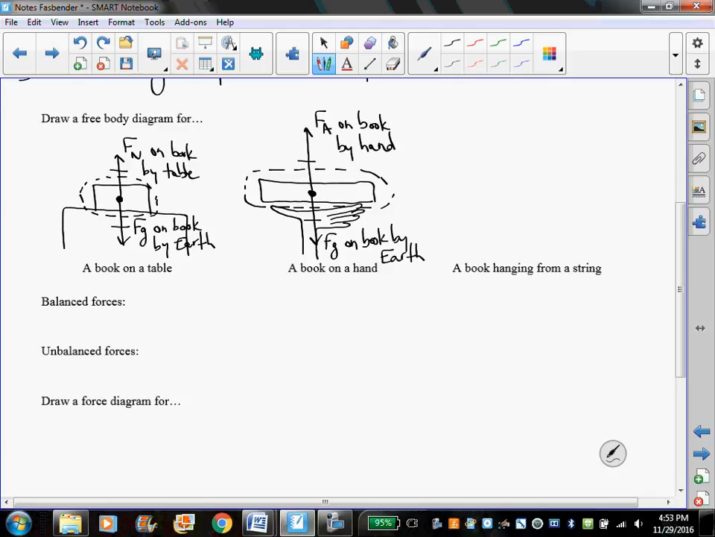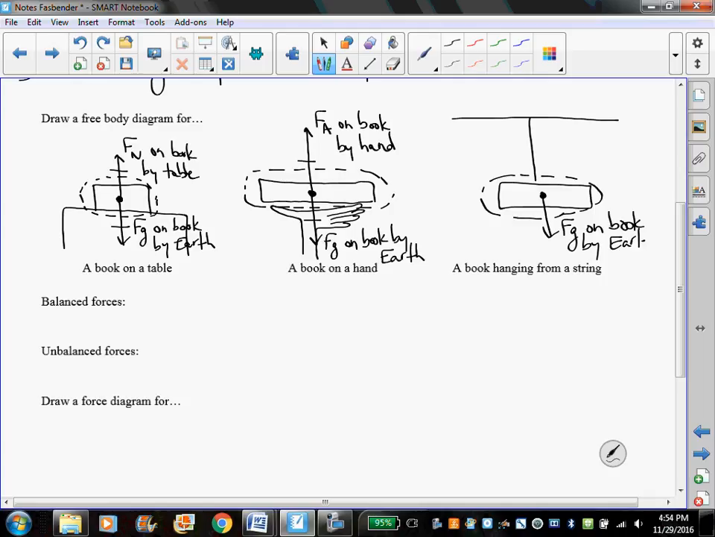Lastly, let's do a book hanging from a string. So here's a string hanging down, and it is holding on to this book. So we will draw our system as the book. There is the center of gravity of the book. And yet again, because this book has mass, we know that there's Fg on the book by the earth. And there's a rope pulling up on this, so we know that ropes exert tension forces on the book by the rope.